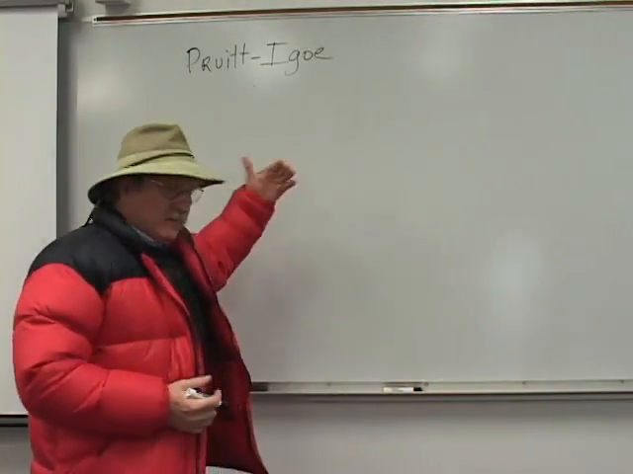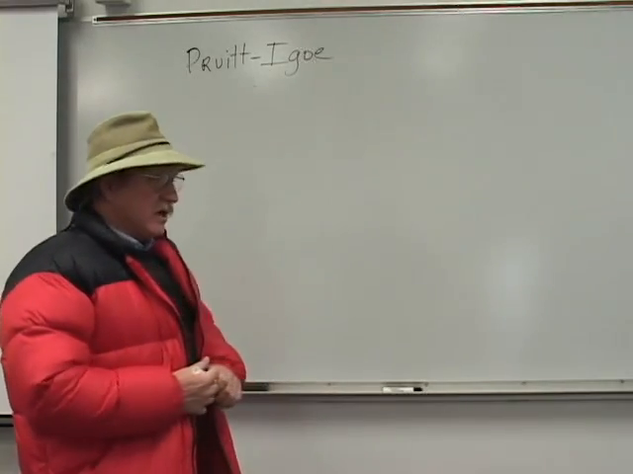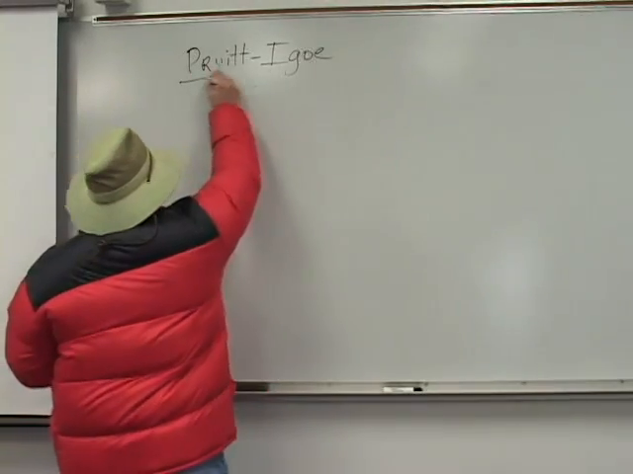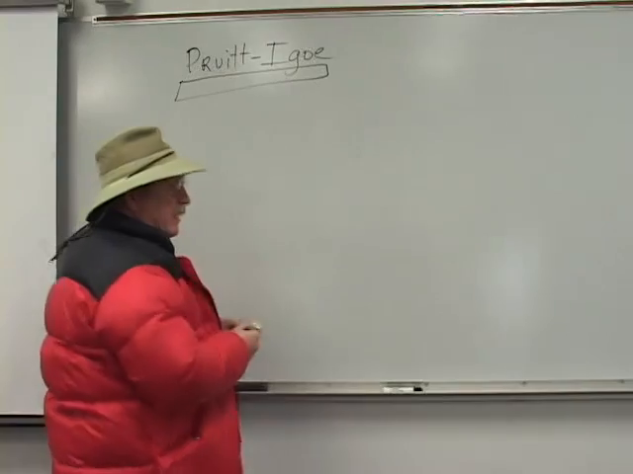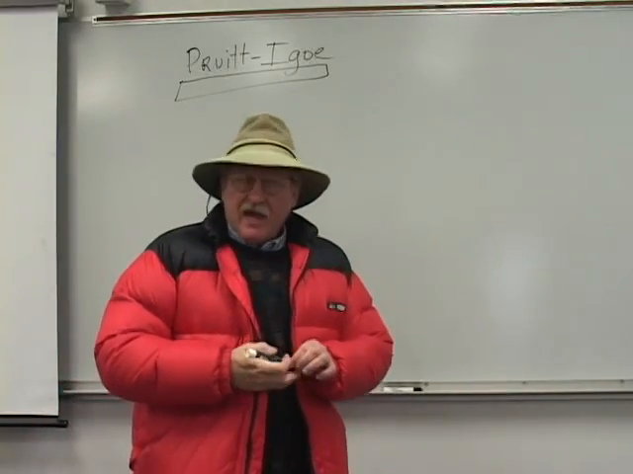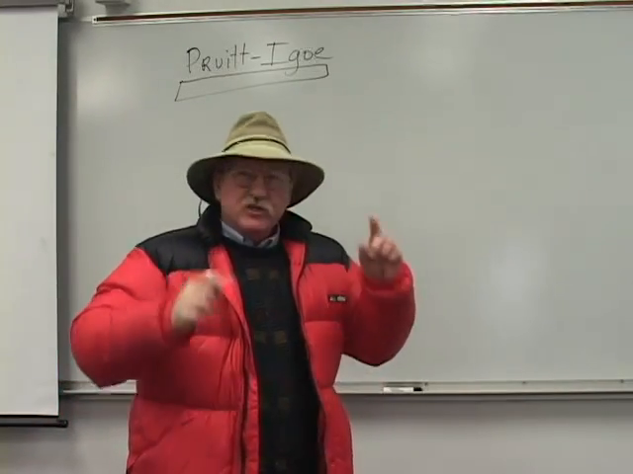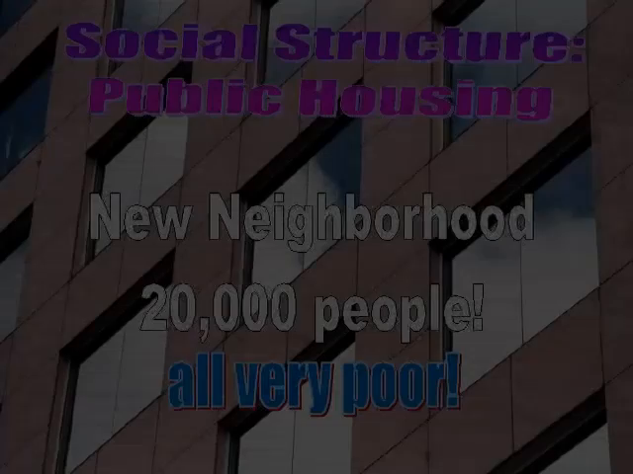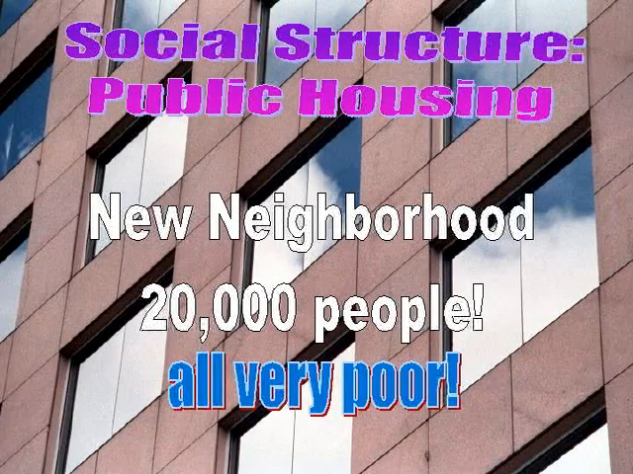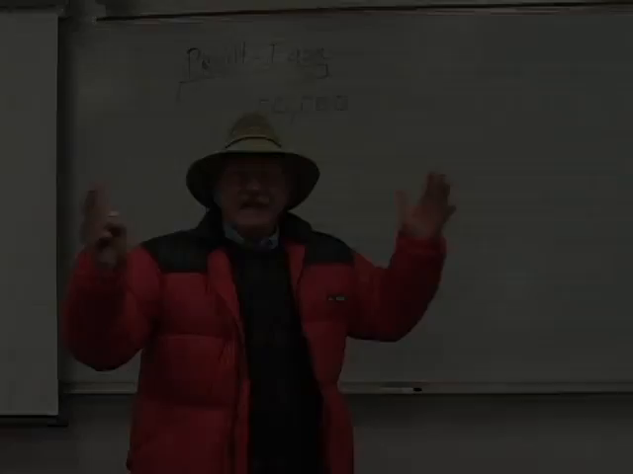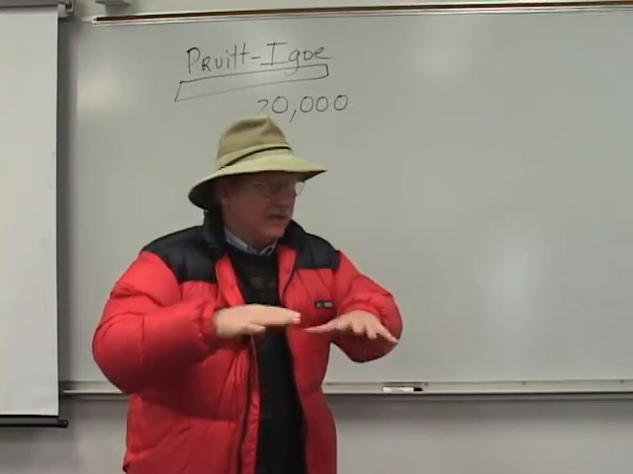What they did within about 2 or 3 years, they were able to construct a new project called Pruitt-Igoe. It was one of these massive housing projects that held 20,000 people in a series of buildings. So in place of the old neighborhood where you had a few thousand people, all of a sudden now you've got 20,000 people crowded in.